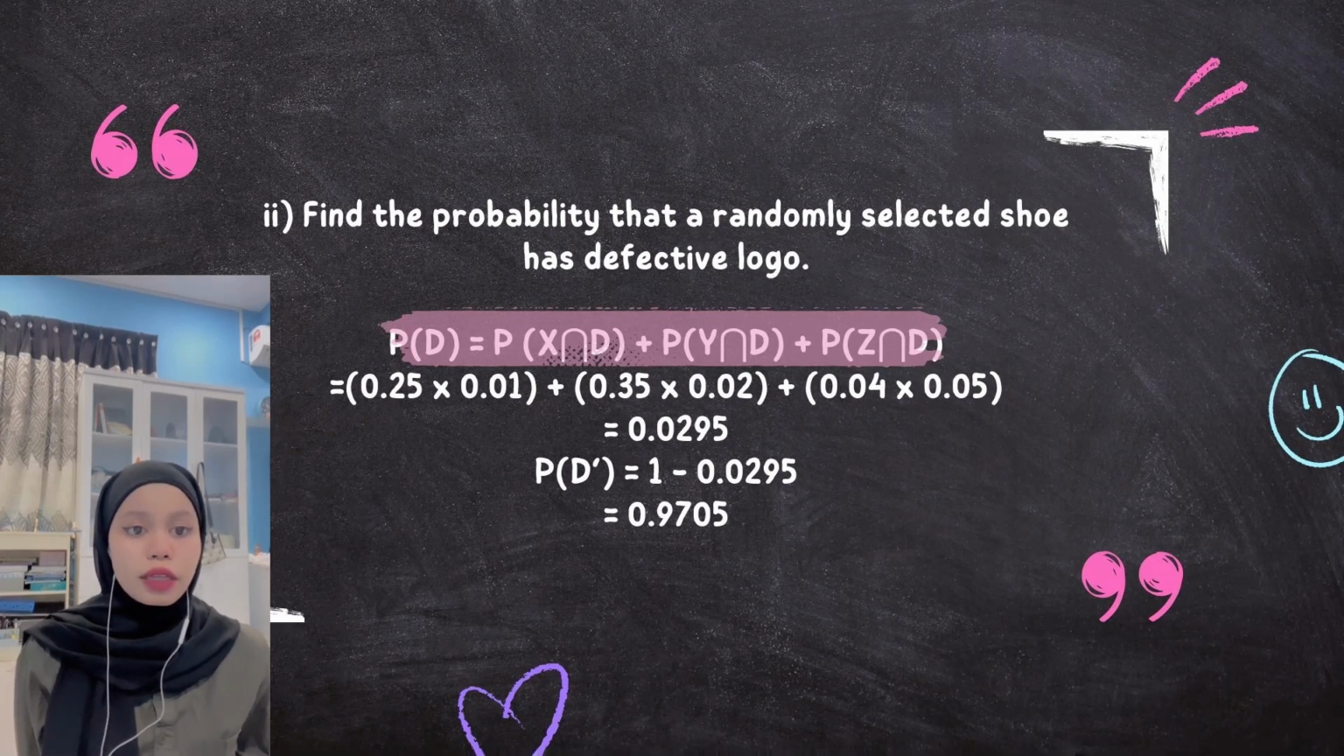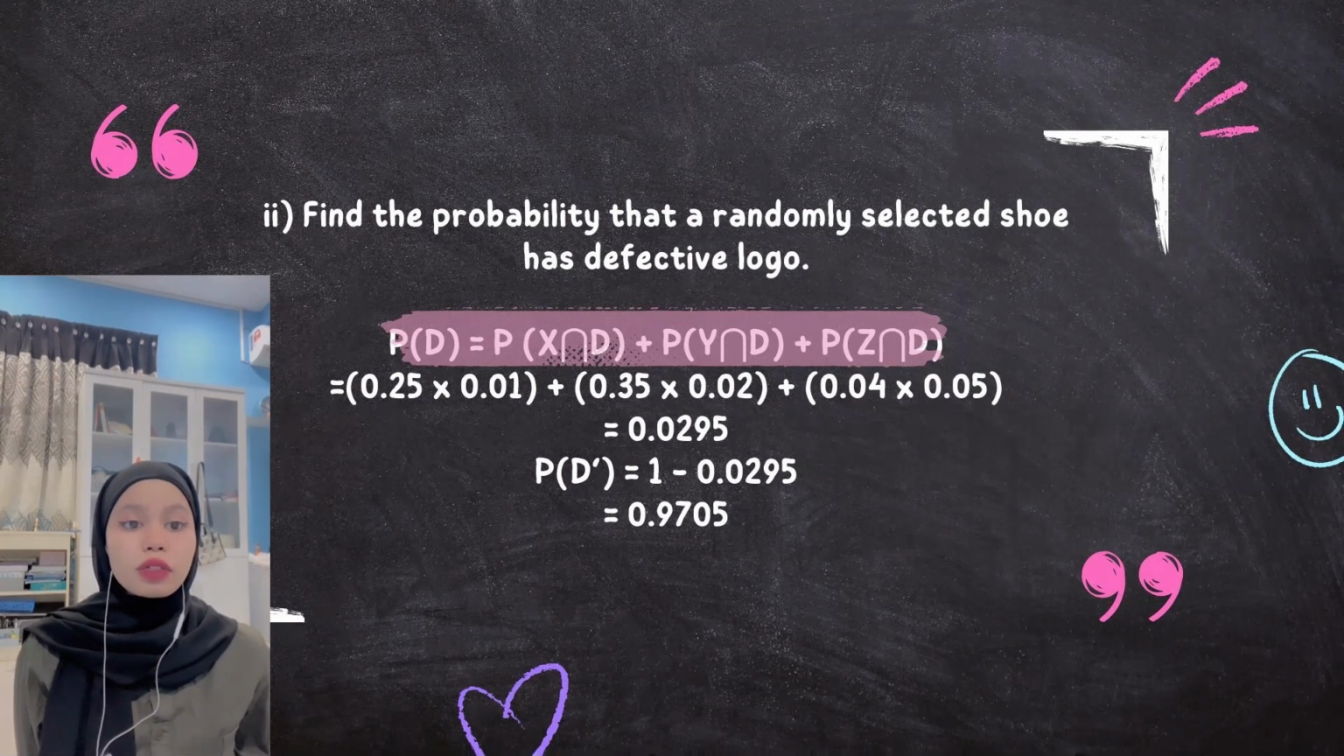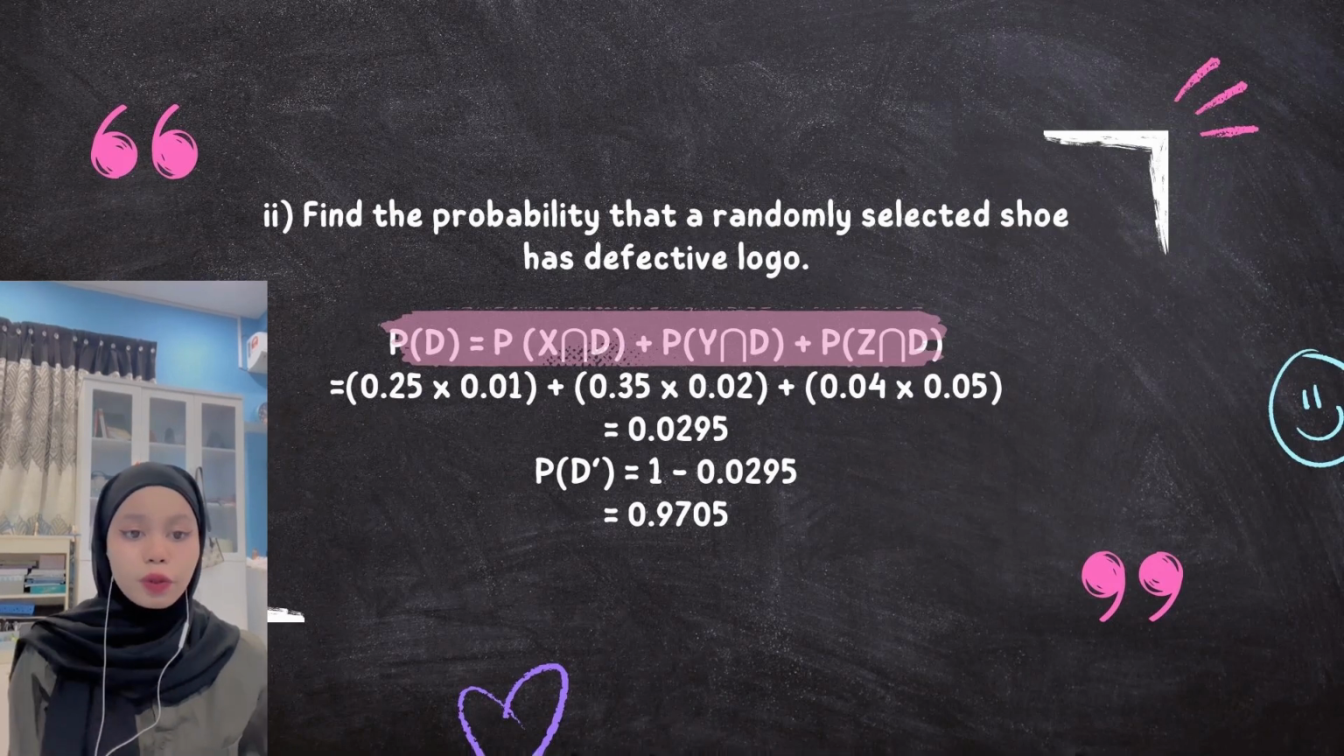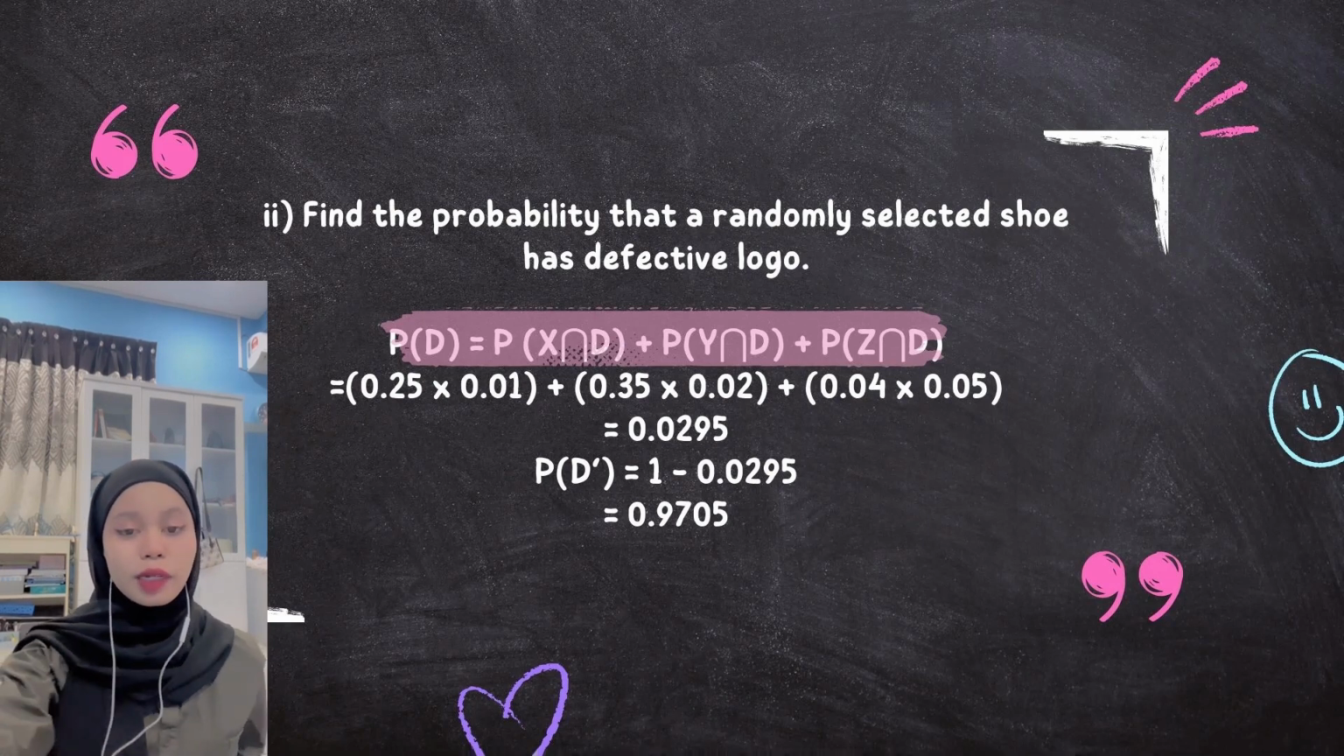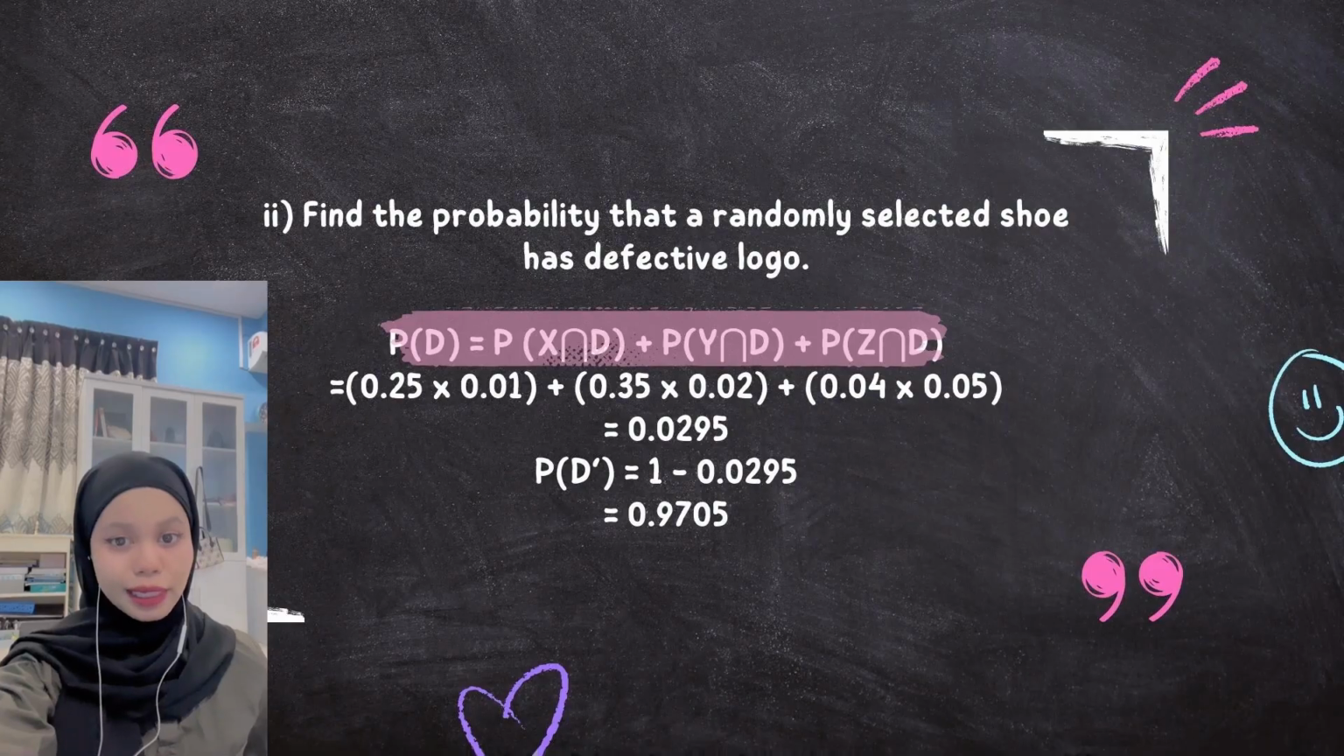So using the given information, we found that P(D) is equal to 0.0295. And to determine the probability of a shoe having a non-defective logo, we need to subtract P(D) from 1, and the result will be 0.9705. And that's all. So we move to the next question.